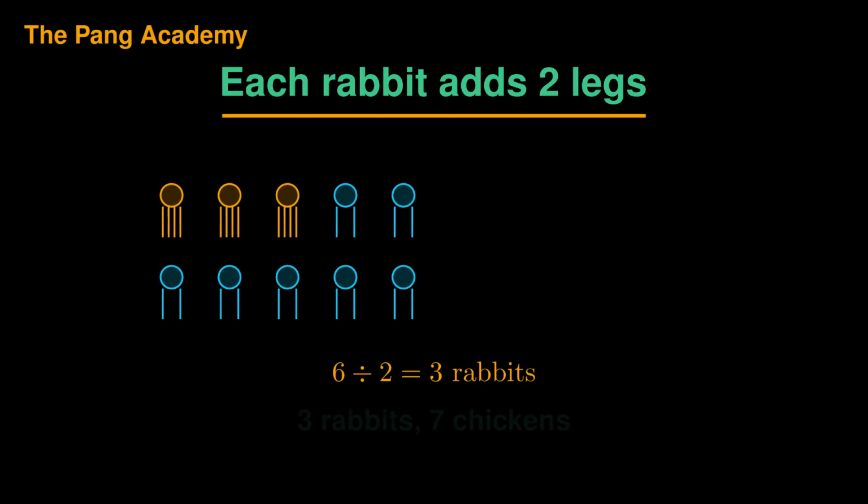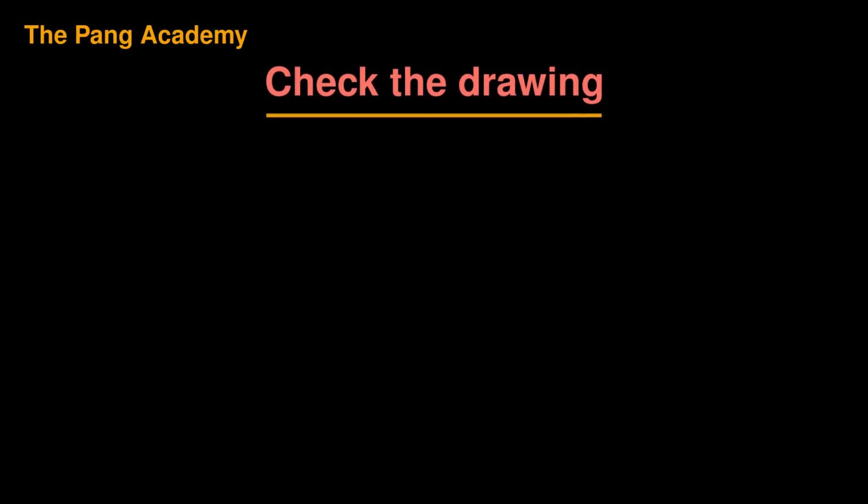So give 3 of the 10 their 2 extra legs each. Watch them turn from chickens into rabbits, and the picture now carries exactly 26 legs. 3 rabbits, and the other 7 simply stay as chickens. Check it against the real numbers. 3 rabbits at 4 legs is 12. 7 chickens at 2 legs is 14. 12 and 14 make 26, exactly the count in the cage.